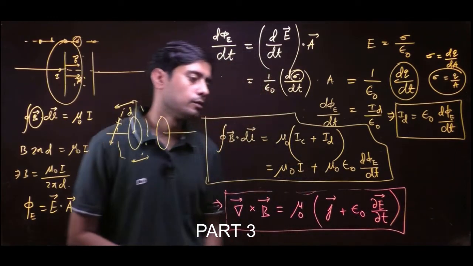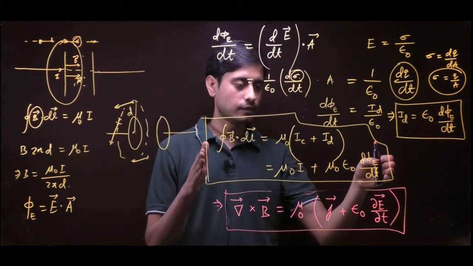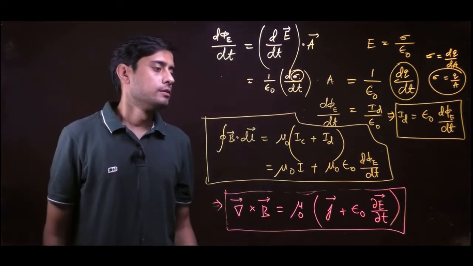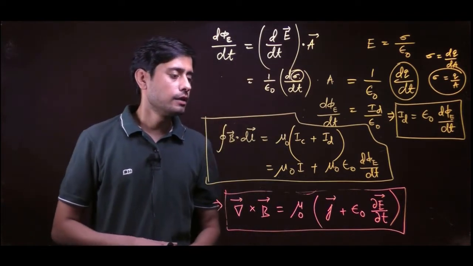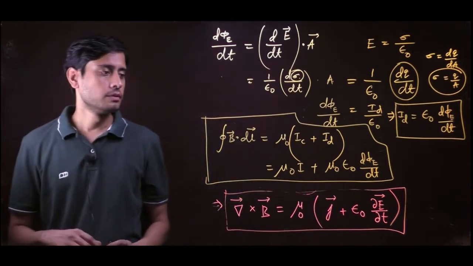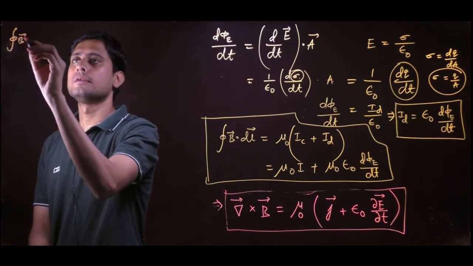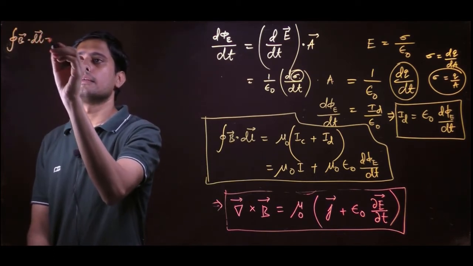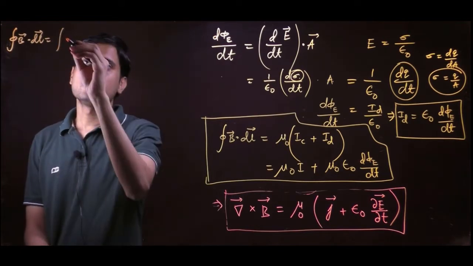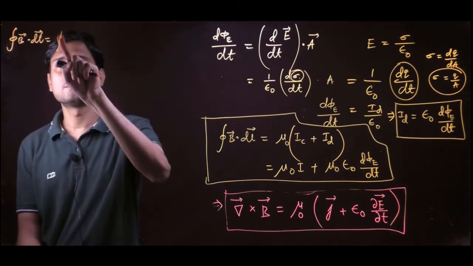differential form. So our next aim will be to convert this equation to this. So let's do this. It will be a kind of reverse process of what we have followed. So we have the integral of B dot dl equal to mu naught, it's not an integral on the right hand side, so I have to write it.